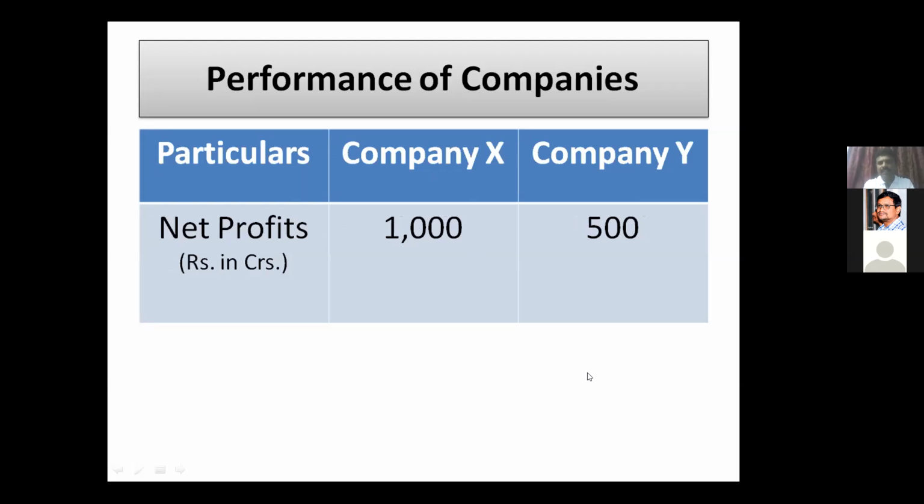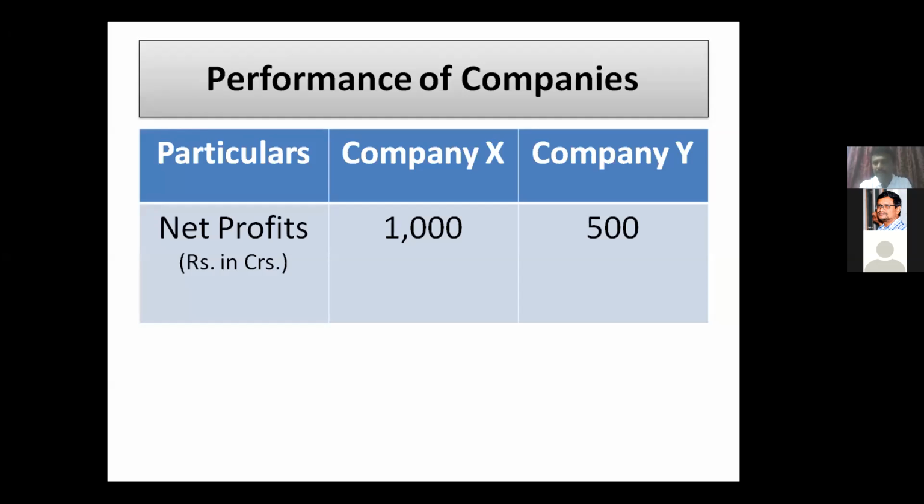In the first example, I gave you the information about two companies and the profits earned by these two companies in one financial year. Company X has made 1,000 crores of net profit and company Y has made a net profit of 500. If you have to make a decision based on only this information, probably company X is better, because nobody wants to make an investment in a less profit making company.